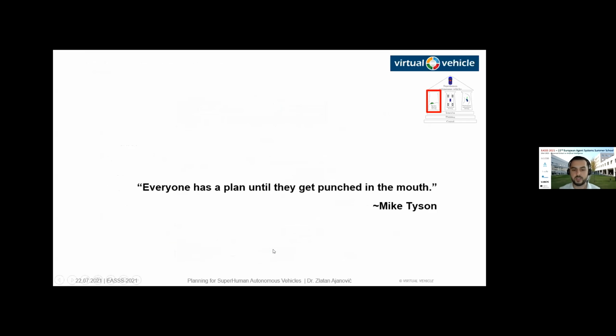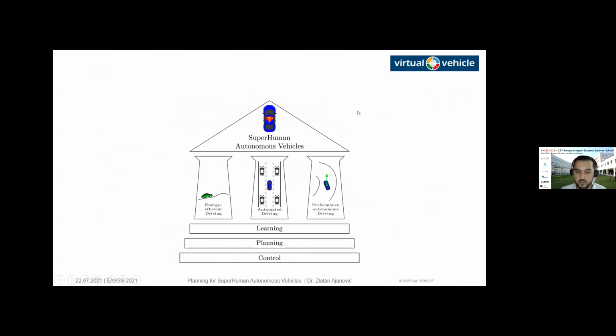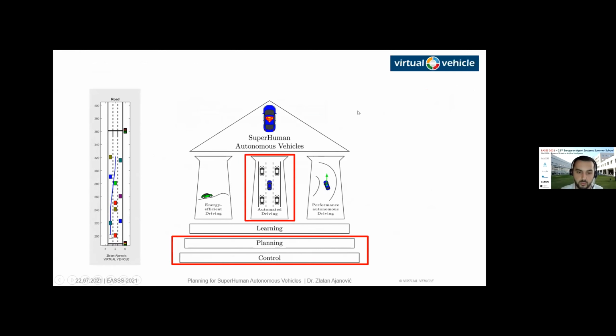So what is the problem here is, as Mike Tyson said, everyone has a plan until they get punched in the mouth. So we have the energy efficient velocity trajectory, but we don't consider other vehicles, we don't consider all the possibilities, multi-lane driving, traffic lights, and so on. And then we went for extending this into general driving in an urban environment, also applicable to highway driving, but urban is more complex. So we want to achieve something like this.